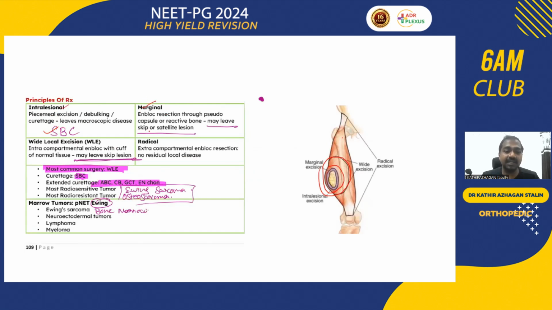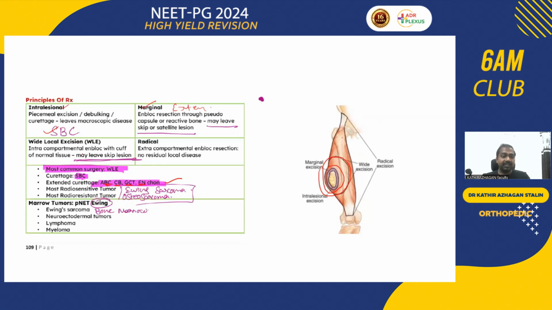If there is a marginal, that will still allow skip lesion and satellite lesion, or extended curettage, which you can be doing in ABC, aneurysmal bone cyst, chondroblastoma, giant cell tumor, enchondroma. In all these conditions, you will do an extended curettage. This is a tabular column from our workbook in page number 109.